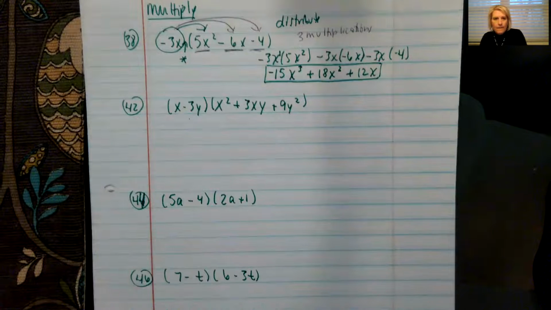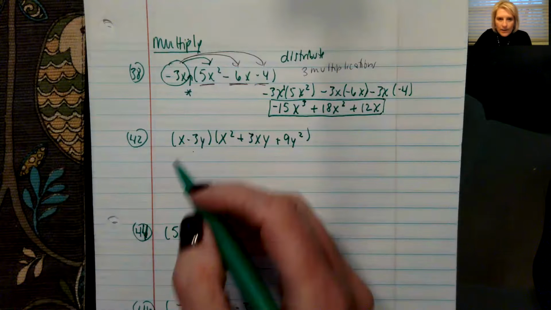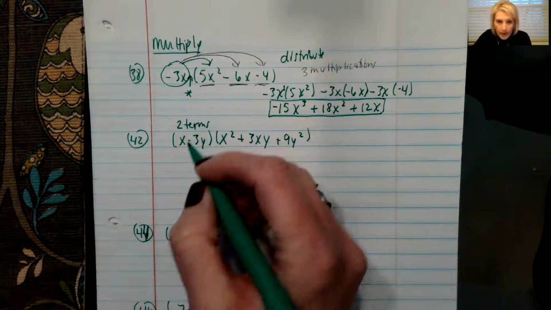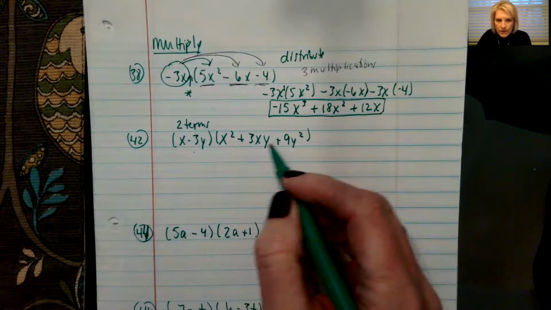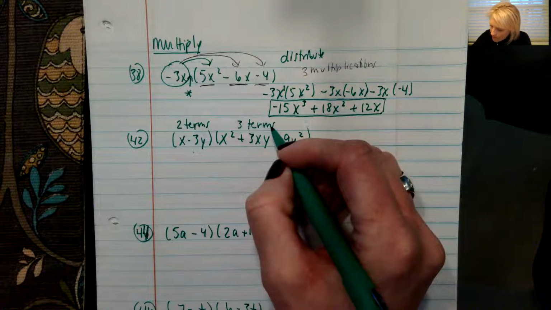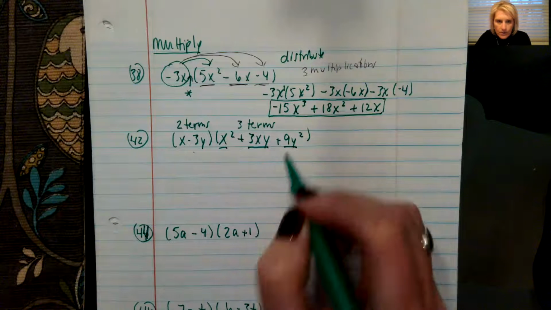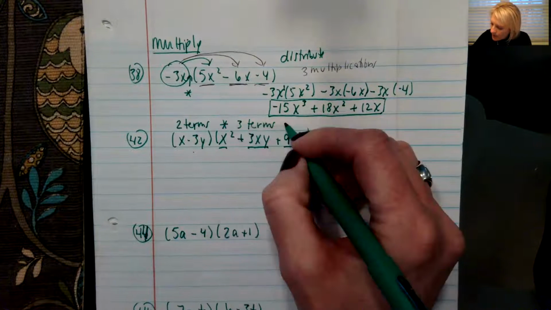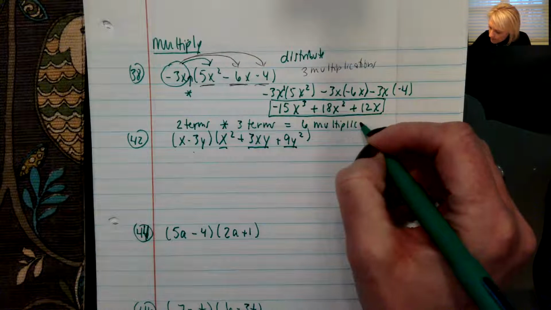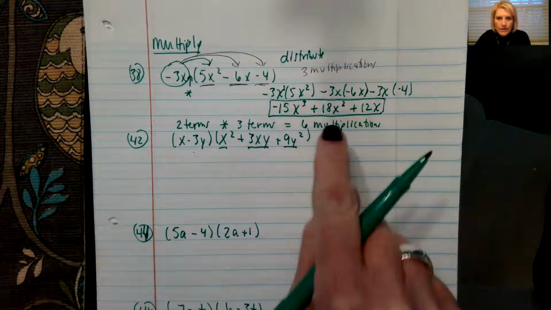Okay, now we're getting bigger. So now we have x minus 3y, which is 2 terms, x and minus 3y, multiplied by this parenthesis here that has 3 terms, which is x squared, 3xy, and 9y squared. Those are my 3 terms. And so if I take 2 times 3, that means I should have 6 multiplications, 6 products. Just like we had 3 big multiplications up here, we're going to have 6 of them.